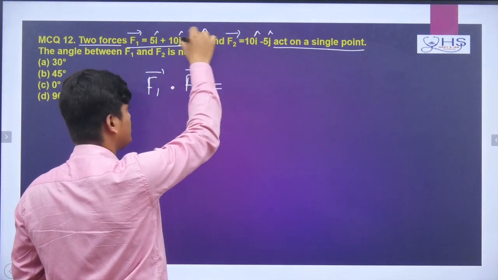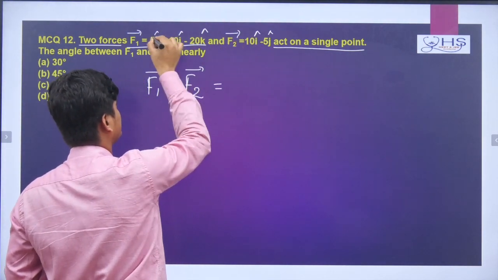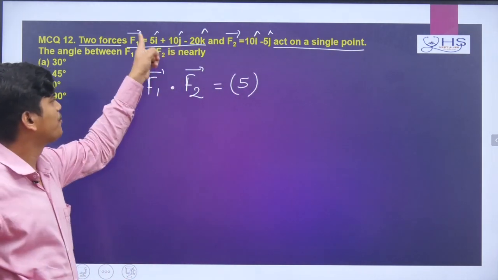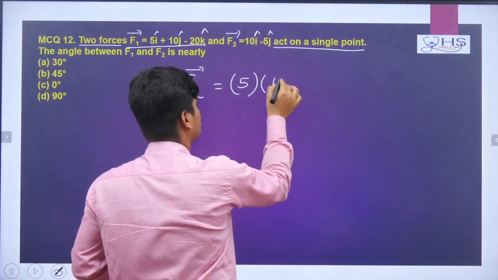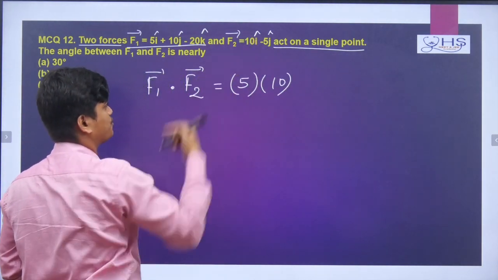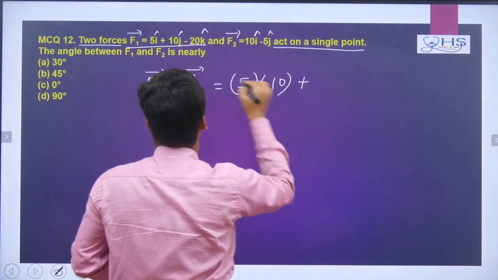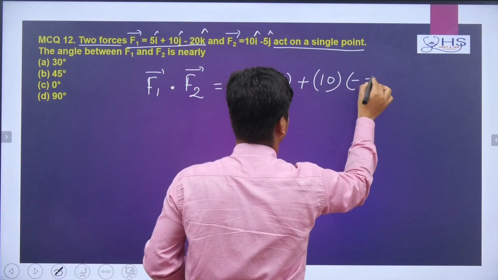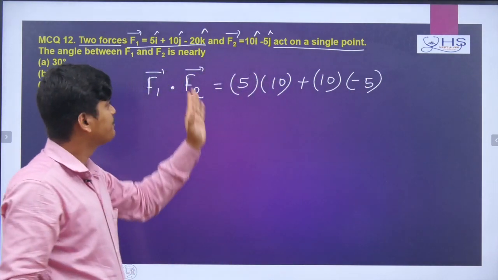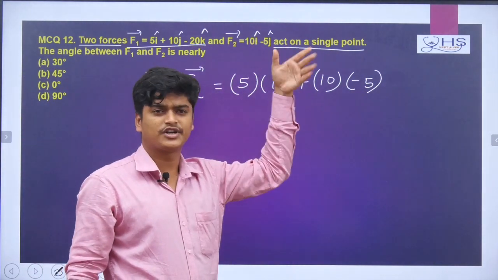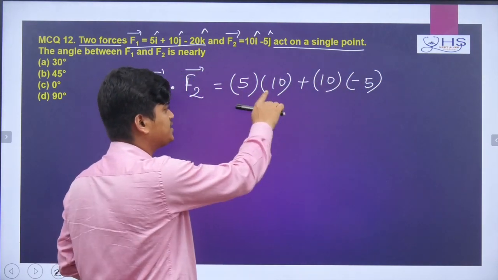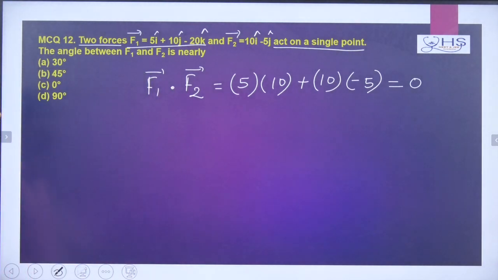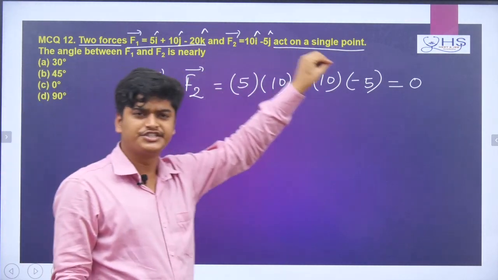Now I will do the dot product, you see here. Here 5i and 10i, I have to multiply the i cap coefficients. For F1, the i cap coefficient is 5, so 5 into 10, which is the F2 i cap coefficient. Then plus, here the j cap coefficient is 10 and here the j cap coefficient is minus 5. Now see, here k cap is there, but here no k cap, so no need to take k cap. Now see, it is 50 minus 50. So how much is the total? 0. Plus 50 minus 50 is 0. So F1 vector dot F2 vector is coming 0.